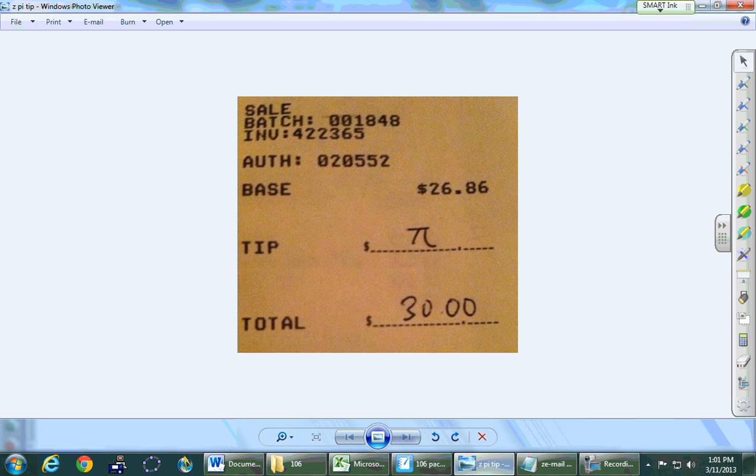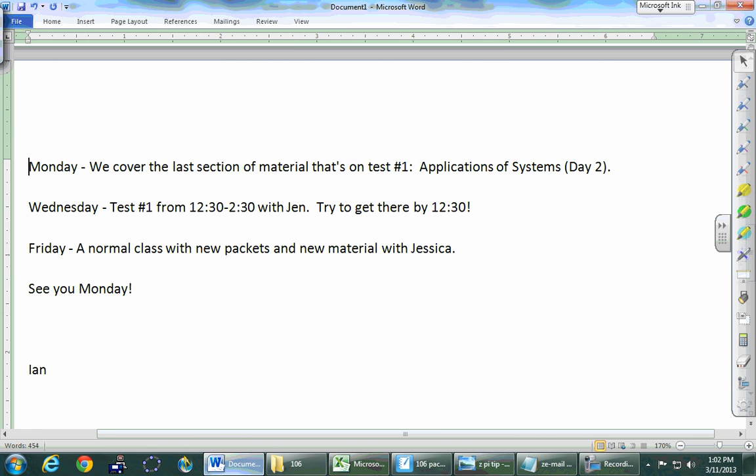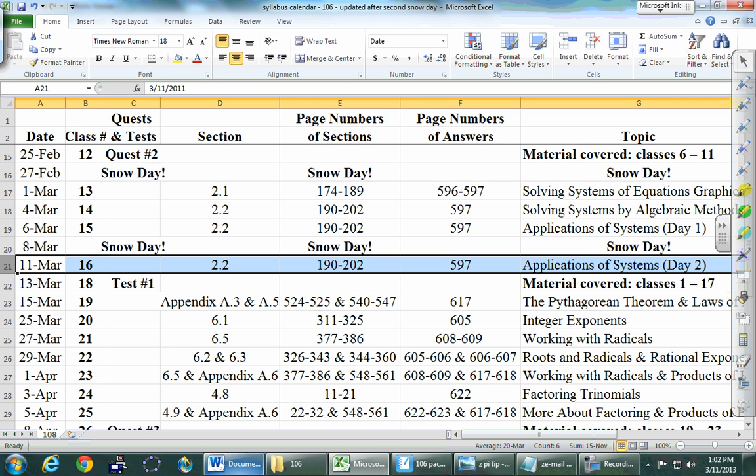So this was a scan or a photo, I guess, of somebody leaving a tip at a restaurant, and they came up with a way to use pie in their tip, which I thought was pretty good. Isn't that nice? All right. So there was something else. That's that, right? So a couple of things.